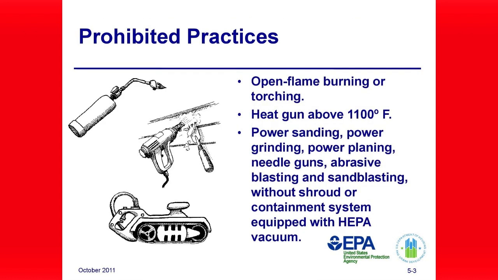Prohibited practices: open flame burning or torching, heat gun above 1100 degrees Fahrenheit, power sanding, power grinding, power planing, needle guns, abrasive blasting, sandblasting without a shroud, or containment system equipped with a HEPA vacuum. The EPA RRP rule does not specifically address what measures must be taken to reduce the amount of dust generated on the job. Rather, the rule lists 3 prohibited practices that must not be used on the job.